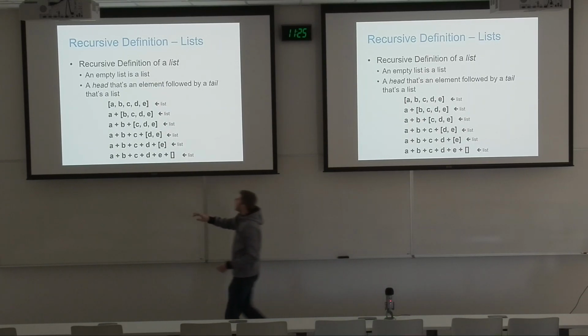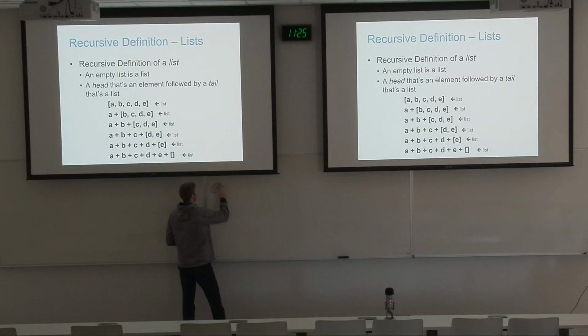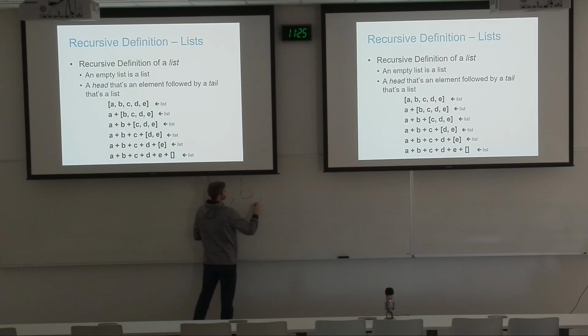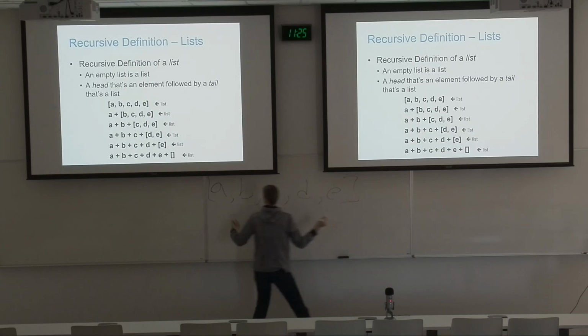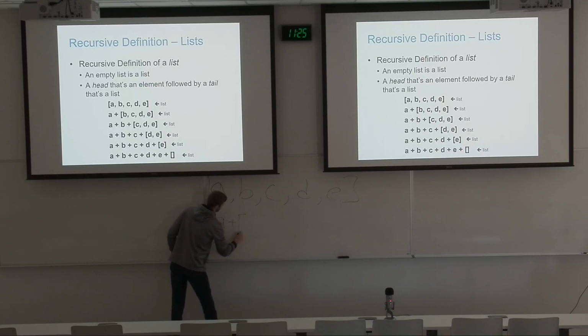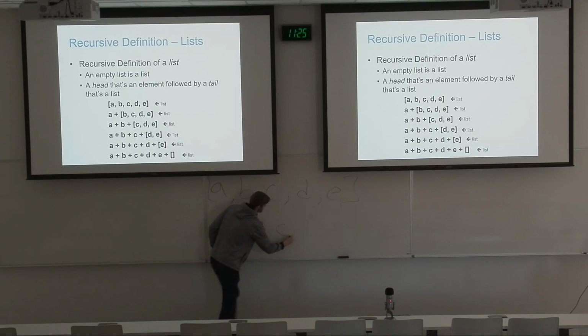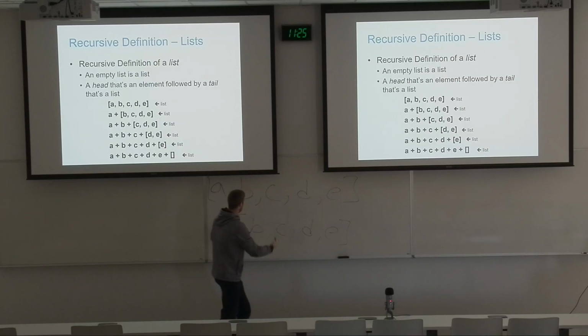If you're getting thrown off by the fact that I've included everything here, you can think of it as repeatedly asking the questions like this. We have A, B, C, D, E. Well, let's take the head out. Okay, we have A followed by B, C, D, and E. Okay, now is this part of the list?